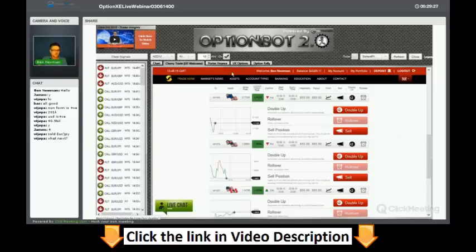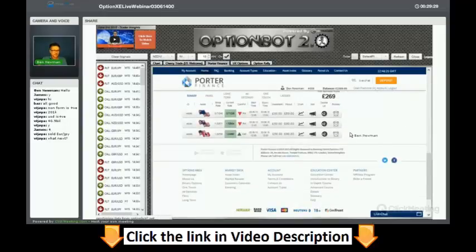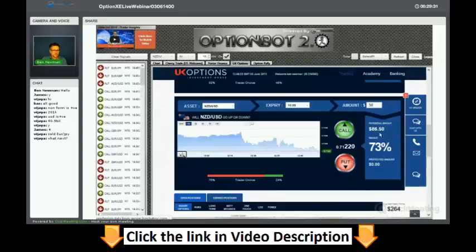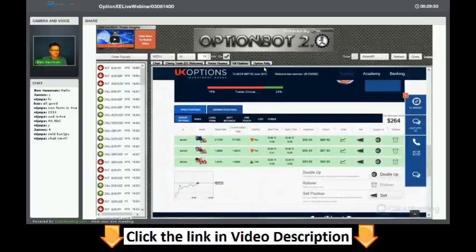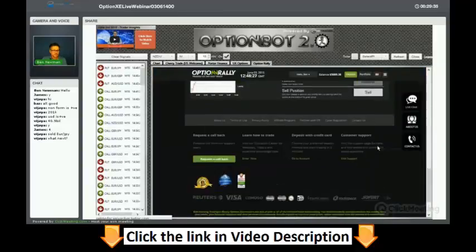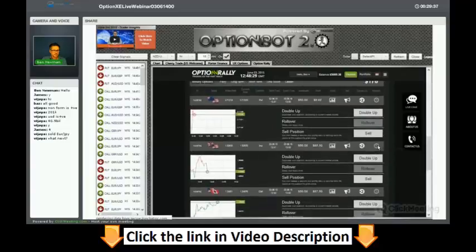So we've got 1, 2, 3, 4, 5, 6 all in the green, 7, 8, 9 all in the green, and finally 10, 11, there's one just slightly in the red there, but that's going to come back down in a minute. There's 12 potential trades to come in.